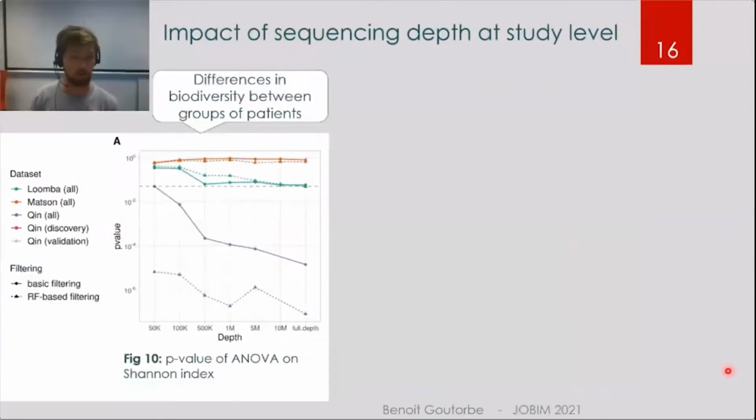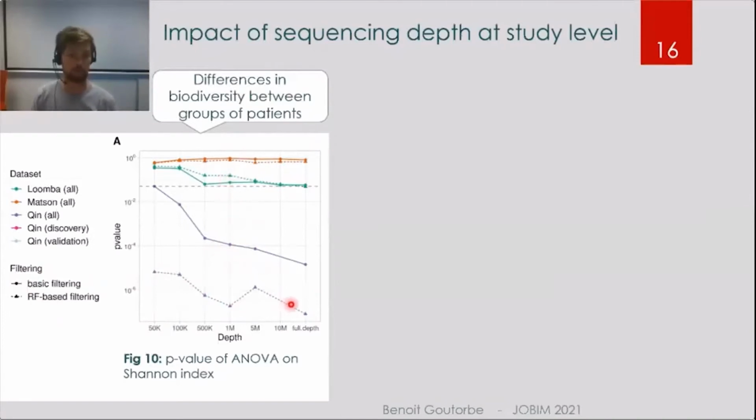At cohort level now, we try to see if there are differences between groups of patients. The first test we perform seeks differences in terms of biodiversity, so we display the p-value of an ANOVA on Shannon indices with regard to the sequencing depth. The first thing we can see is that there is a strong effect of the dataset, of course. So for instance, in Matson there is no signal, while in Chin there is a strong signal. The effect of the filtering technique can vary across datasets. For instance, in Chin, the lowest p-values were obtained by the random forest-based technique, while it was the opposite in Lumba.